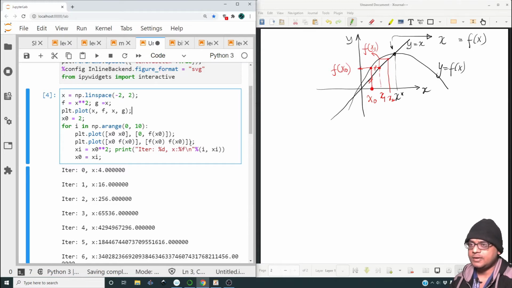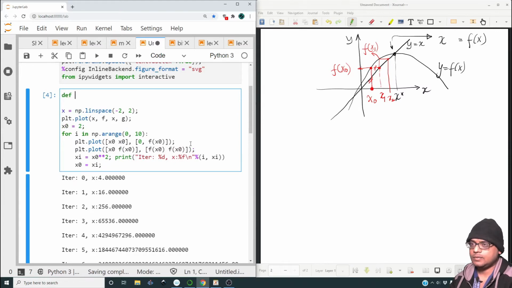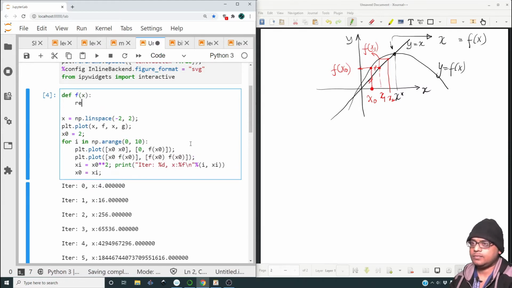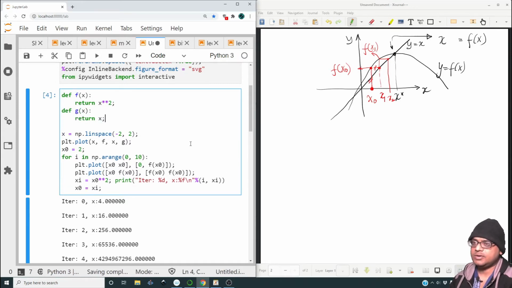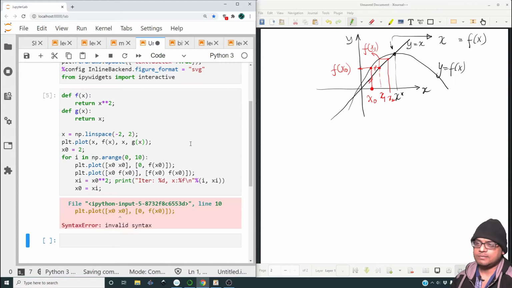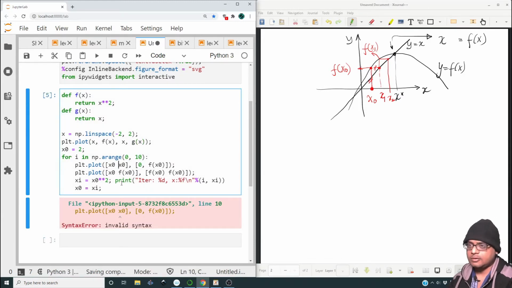So we will go over here, right? We will declare this as a function. So this is the function, and we will define g of x as simply return x. So now this will be f of x and this will be g of x. So let us run this and see what happens. Oops, I forgot the commas.